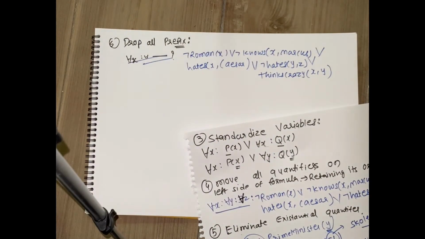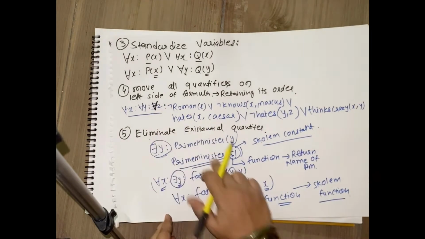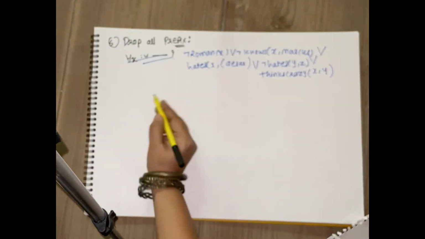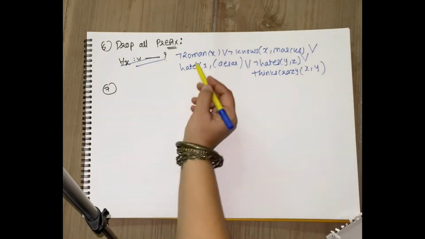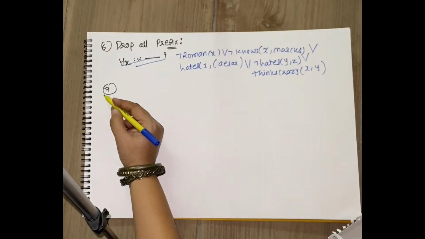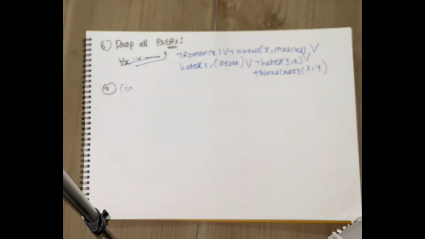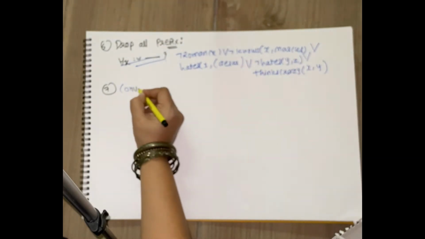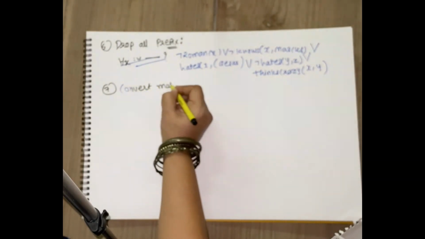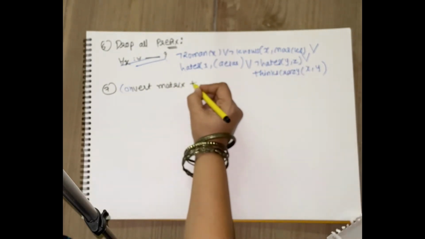So we have been discussing that all the prefixes should be dropped. If we drop all the prefixes, then this is what we get. Now we are going to apply the next step, that is the 7th step. The 7th step says that we have to convert the matrix. So what is the matrix over here? The entire statement.